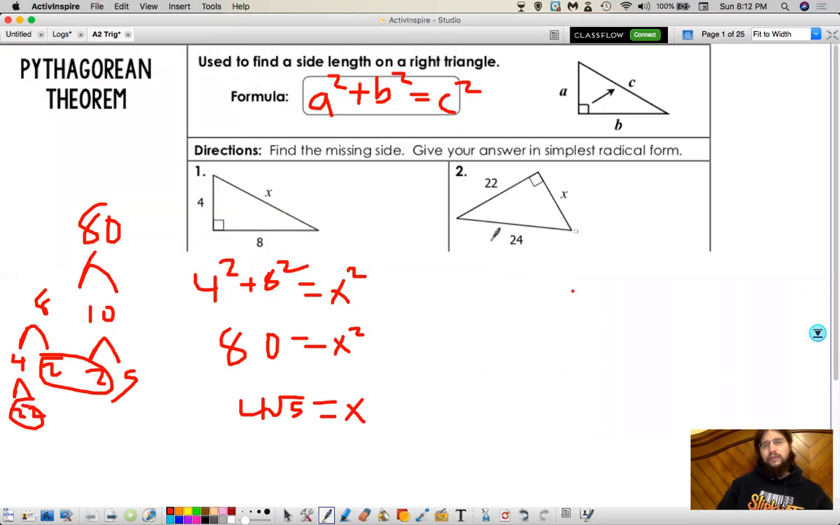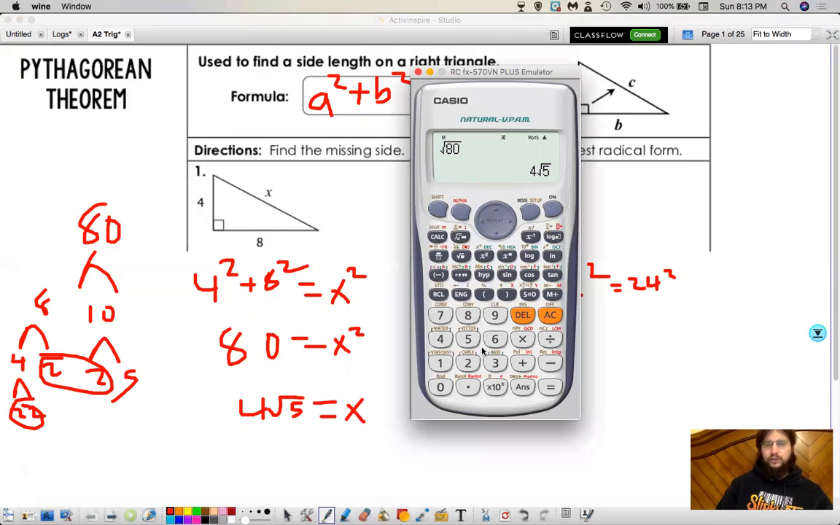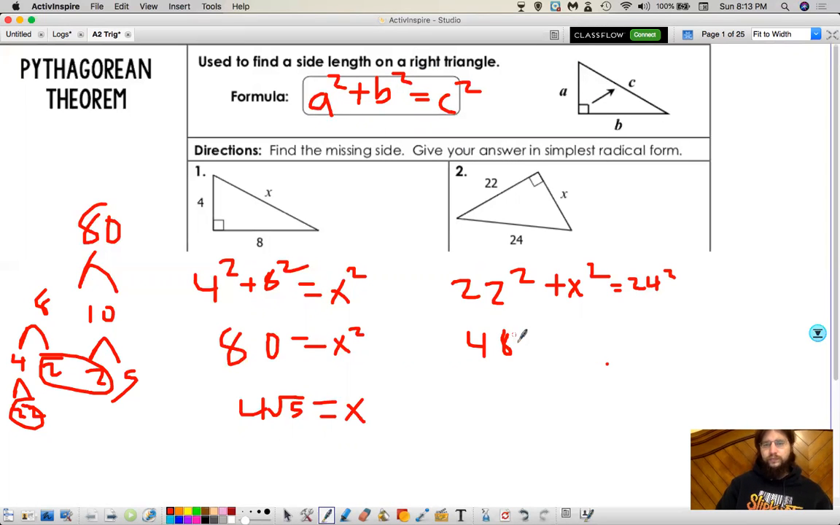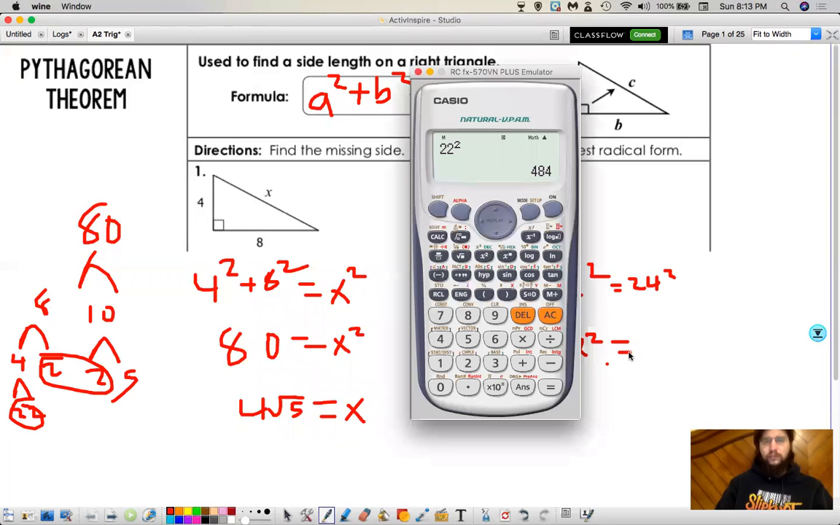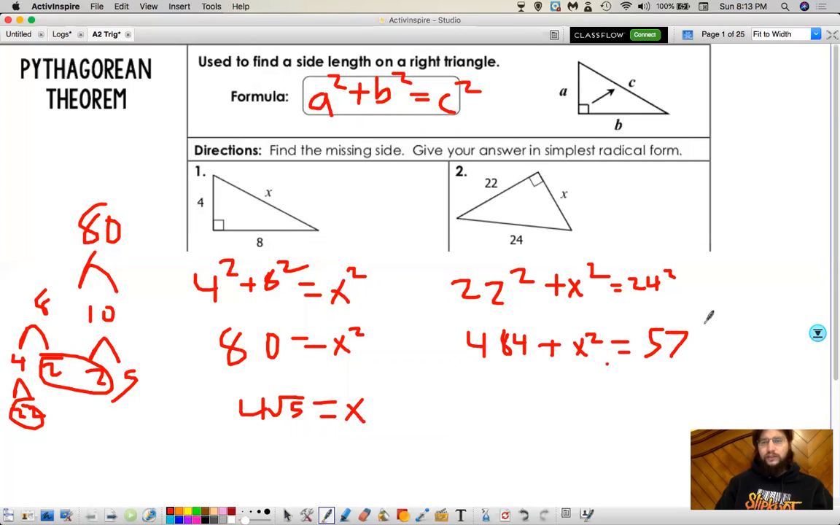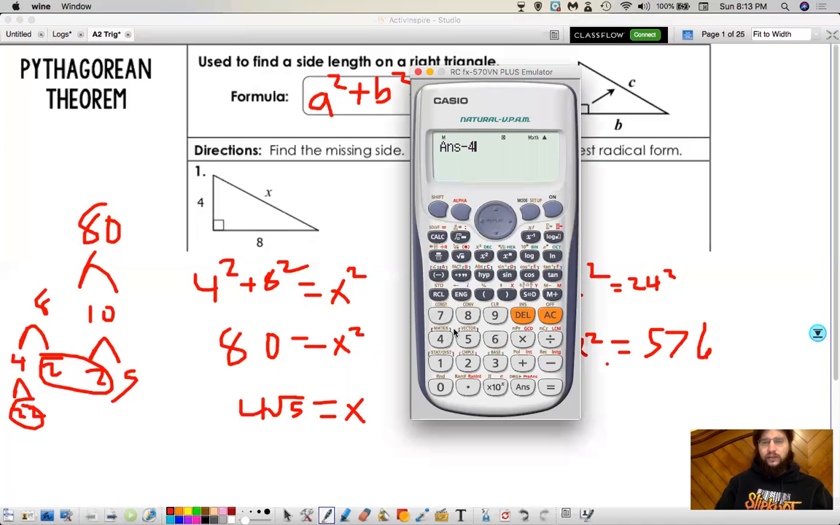Let's check. Yep, here 24 is our hypotenuse, so make sure you do 22 squared plus x squared equals 24 squared. You can put the x squared first. Whichever leg you start with does not matter. So let's just use our calculators. 22 squared is 484. And that's 576. Use your calculator to subtract.